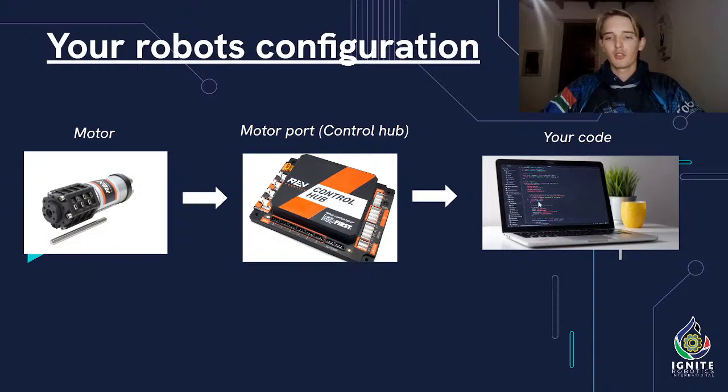But now your code needs to know how to access that port, and it needs to know which port you're trying to control, which then determines which motor you're controlling. So what the configuration does is it sits in between the control hub and your code, and it assigns the hardware you're controlling to a specific port on the control hub. The configuration is a name for every port on the hub, and using that name, you can access it in your code. Hopefully that makes sense. If it doesn't, put a question in the chat.